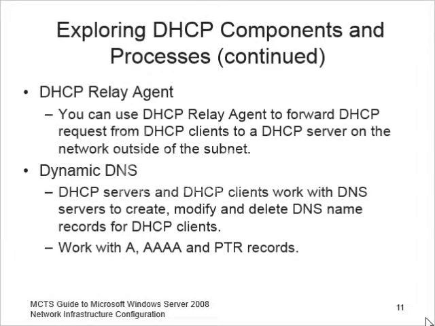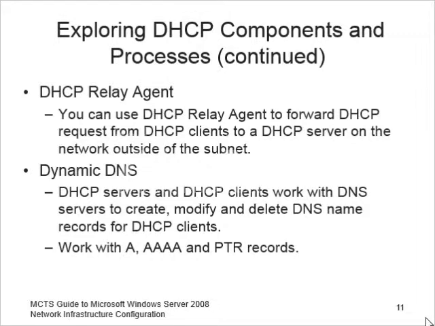DHCP relies heavily on broadcast messages. Broadcast messages are generally limited to the subnet in which they originate and are not forwarded to other subnets. This poses a problem if a client is located on a different subnet from the DHCP server.